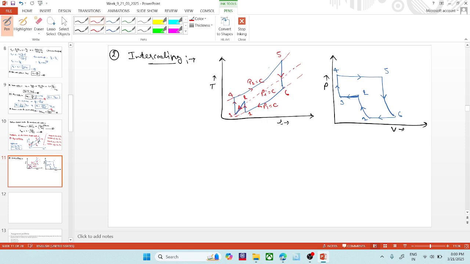So here this negative work would be saved, and by the help of this intercooling, the net work is increased, because W net is WT minus WC. Let me write the things. This is WT, this is WP1, WP2, QS, QR.